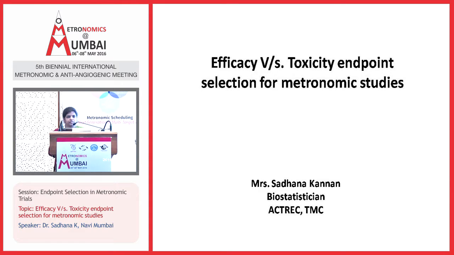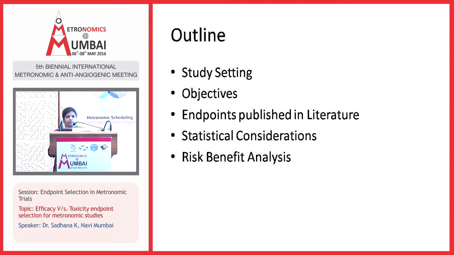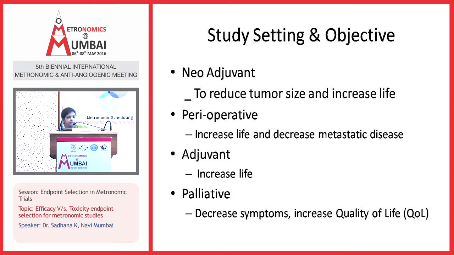So I thought I would just give you a brief idea of the basis of selecting the efficacy and toxicity endpoints, and what statistical considerations are required, and a bit of literature search which gave me endpoints used in the literature, and finally end up with a different approach called risk-benefit analysis. As I said, the endpoints selected for any trial depend on the study setting and the objective.